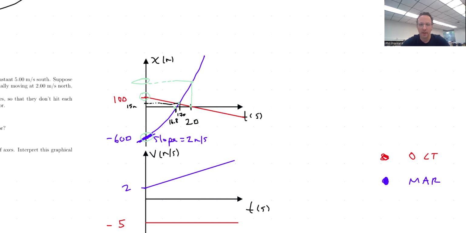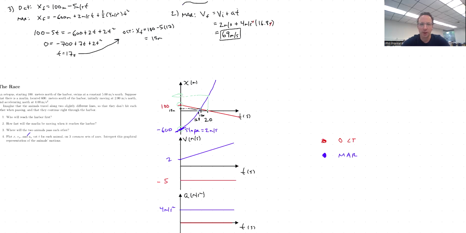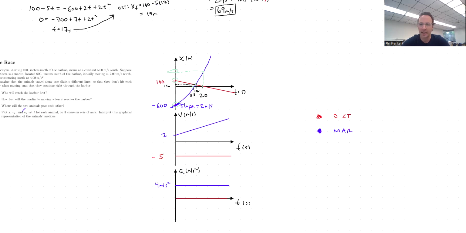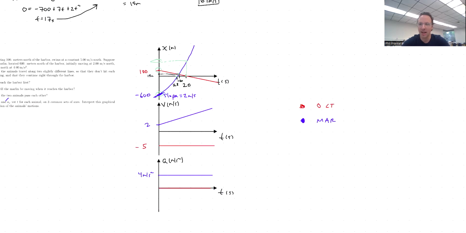Okay, this is very typical. When you have constant acceleration motion, you get flatlining acceleration versus time graphs because the acceleration is constant. The most complicated velocity graph you'll get is just a linear graph with a positive or negative slope. And the most complicated position graph you'll get is a parabola.